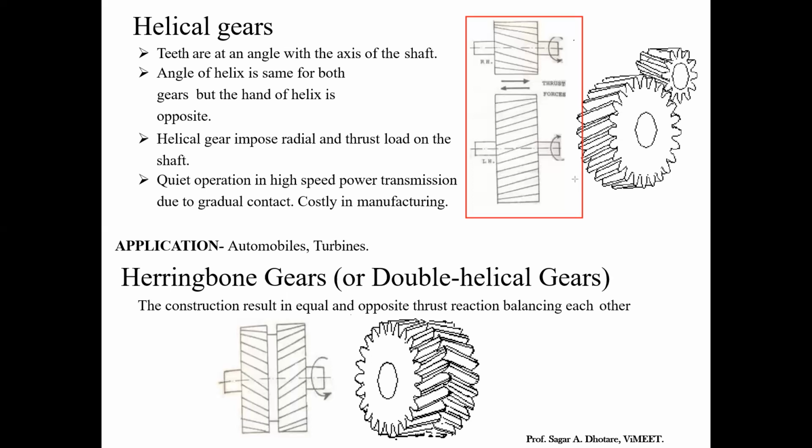When we want to avoid this axial thrust reaction, we can prefer the herringbone gear, which is called a double helical gear. The equal and opposite thrust reactions will be balanced by each other.